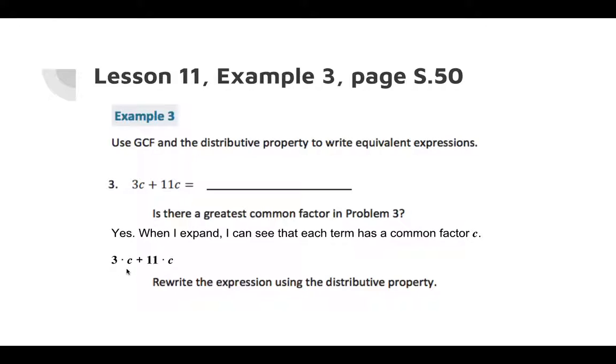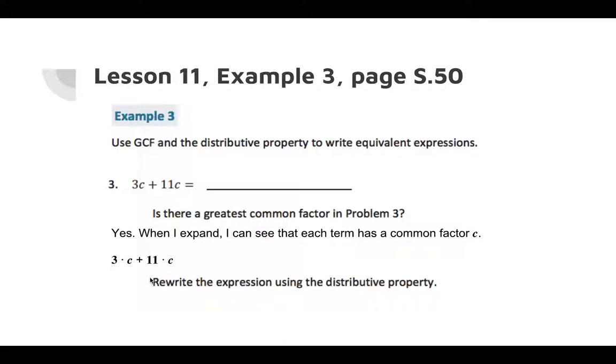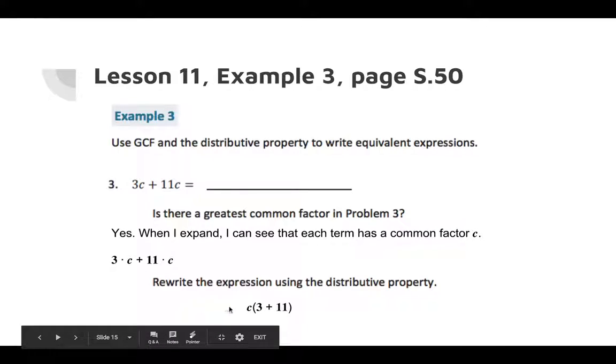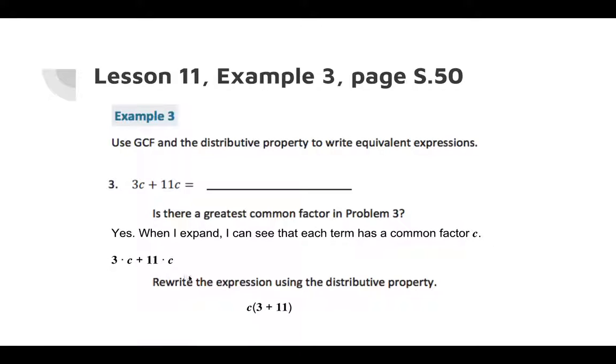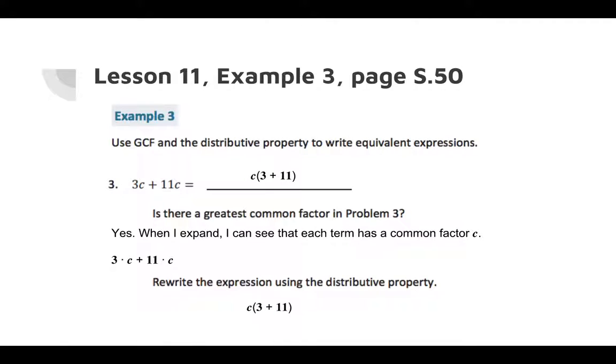Okay, so 3 times c plus 11 times c. You see that your greatest common factor is the letter c. You're going to rewrite that. You're going to put the c on the outside of the parentheses. You're going to take that and put it on the outside, and you're left with 3 plus 11. So c times the sum of 3 plus 11. Okay, and that is how that one works.